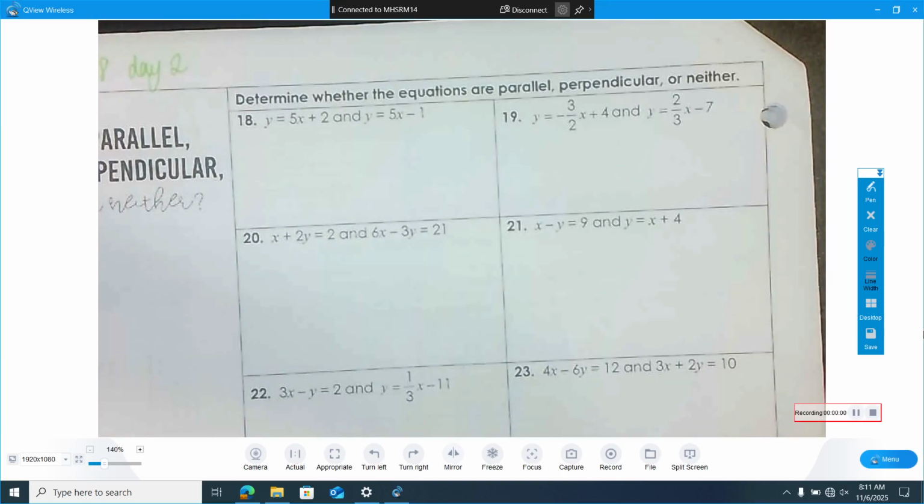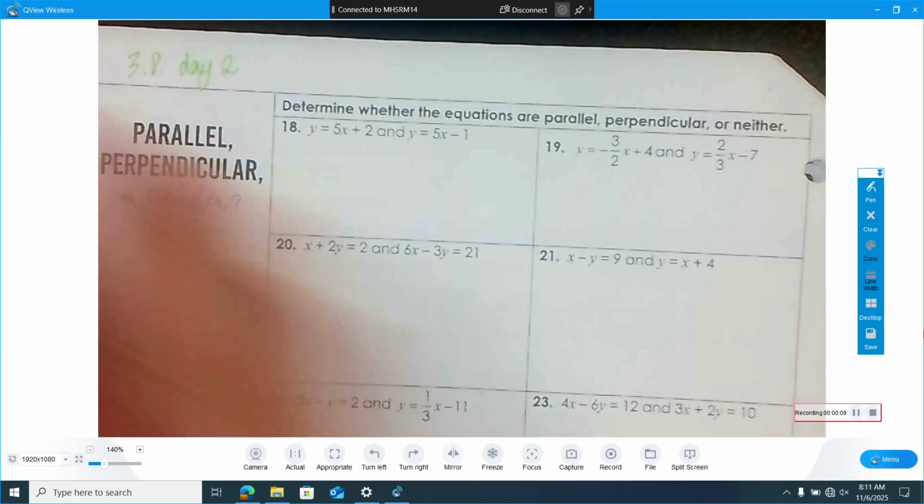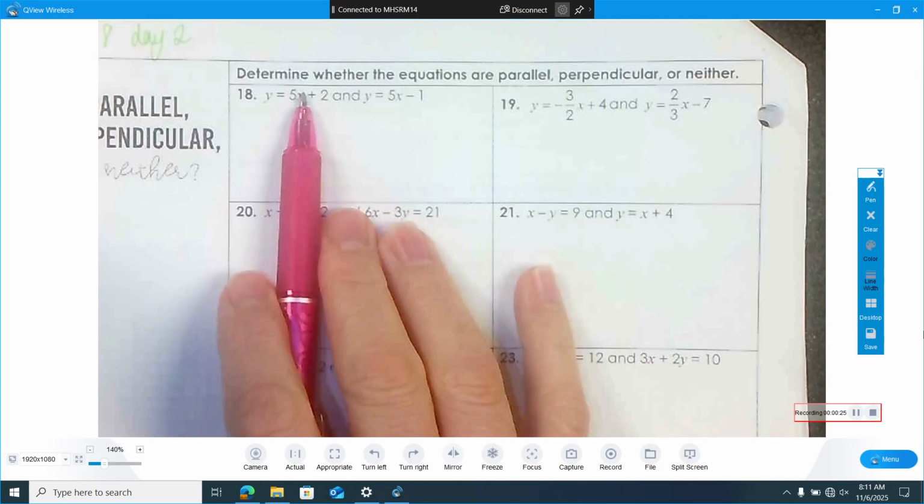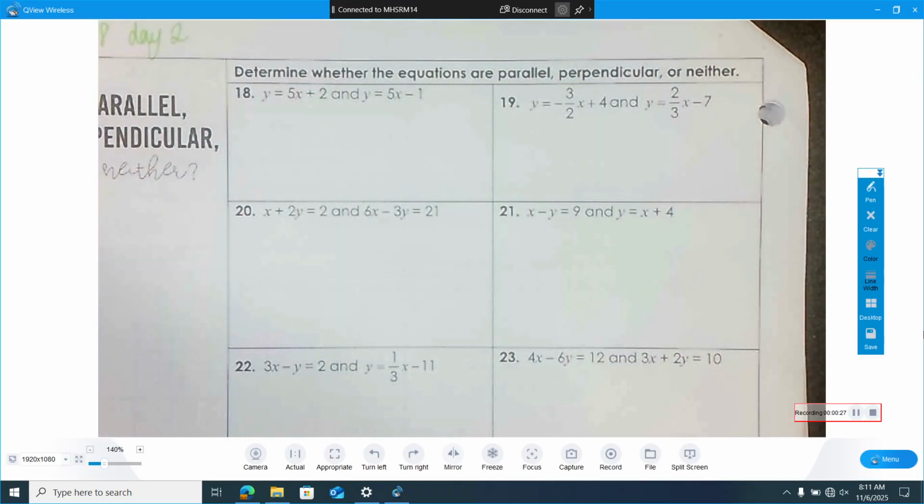Here we go. Today, ladies and gentlemen, we are doing more with parallel and perpendicular lines. I haven't changed any of this, but we're still doing the same thing: telling if lines are parallel, perpendicular, or neither. So we are right here, number 18.